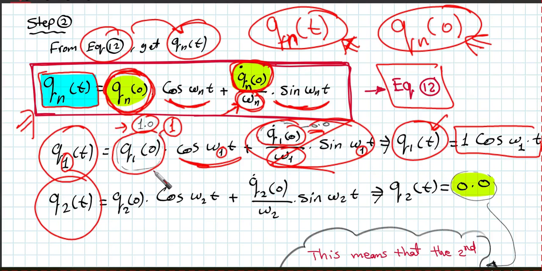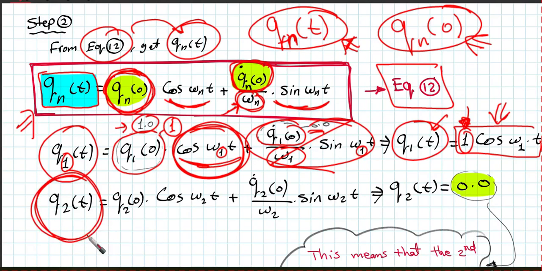At any time, the contribution of the initial condition from mode shape 1 is going to be cosine omega 1 t. That's it. It is going to be only this one here. The other term has already vanished, and we remain with the cosine omega 1 t only.